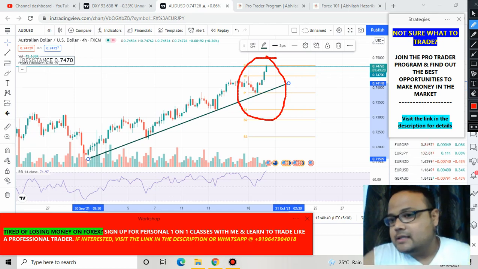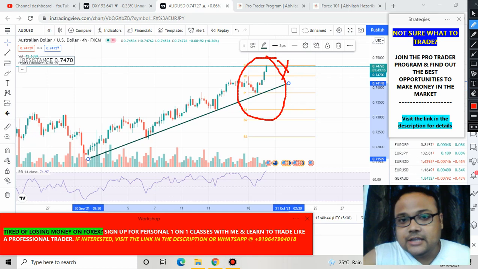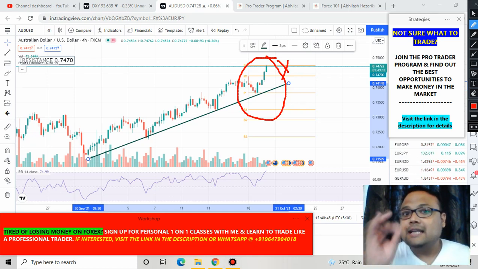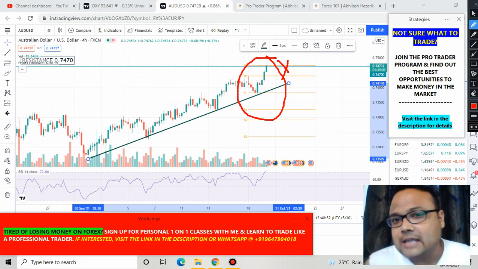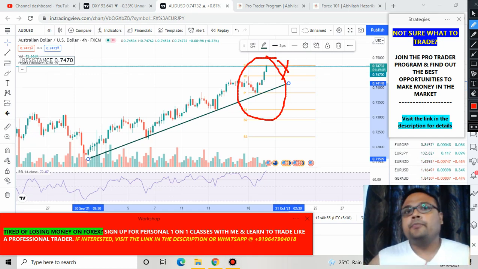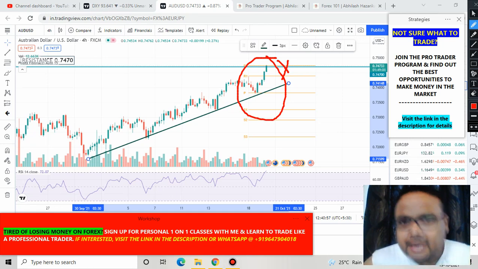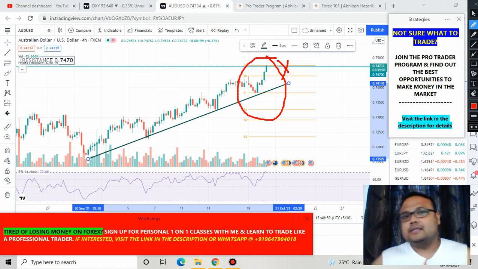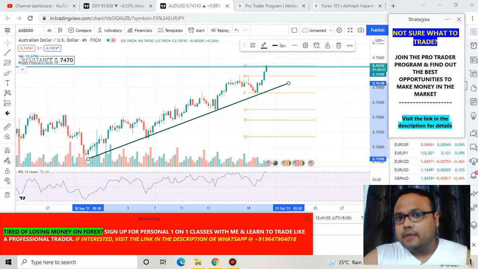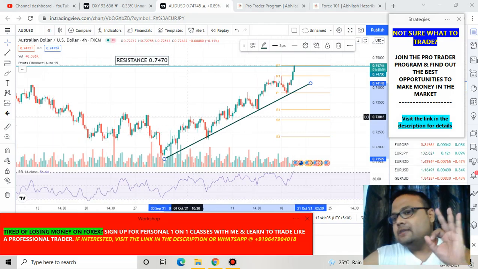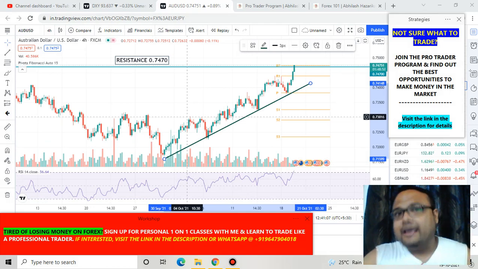Therefore there is a good possibility of the market breaking the resistance as well, because always keep in mind, support and resistance levels are not permanent. Support and resistance levels are not permanent, and therefore we should not take any impulsive trade or any blind trades whenever the market reaches a support or resistance level. And therefore right now AUD USD is in a very crucial position, and that's why I have made the video.